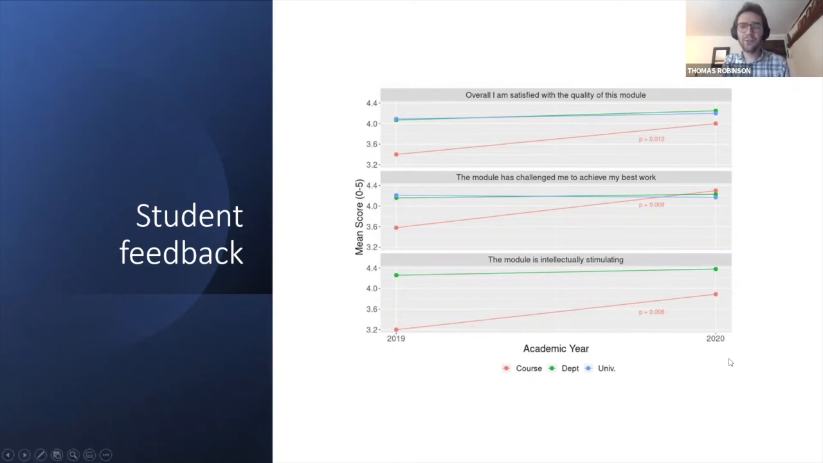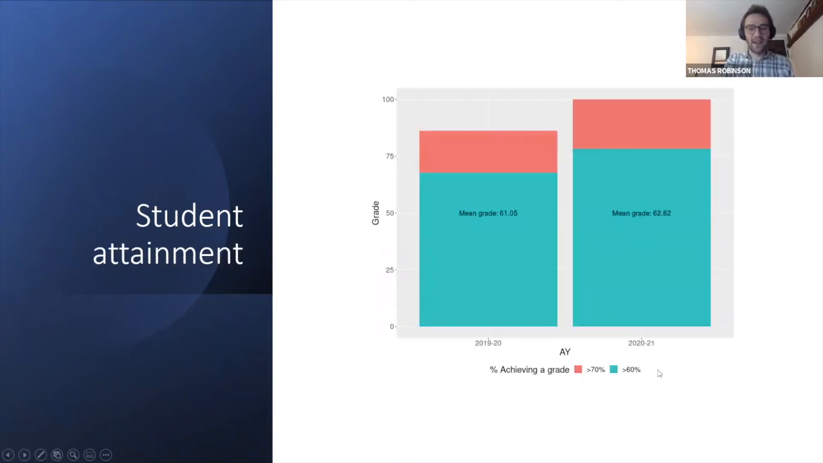Might look a bit low that our intellectual stimulation score was still just under 4, but I think bearing in mind here that this is statistics and students, even the most interested, find statistics in general quite dry. It's quite nice that we're getting pretty good scores there, given the subject matter that we're dealing with. I'm particularly pleased with the satisfaction. I think that looks great and is really encouraging. So that's the student feedback.